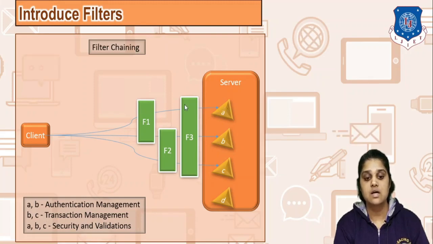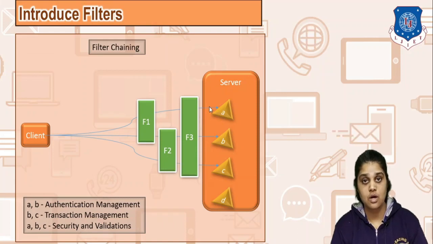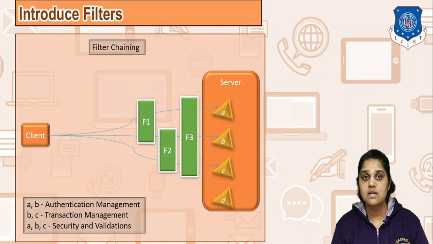So all this comes under a chain. This is called the chaining concept or filter chaining. Filter chaining basically means when you are implementing more than one filter in a chain. That is specifically filter chaining. Okay, this was the need of filters.